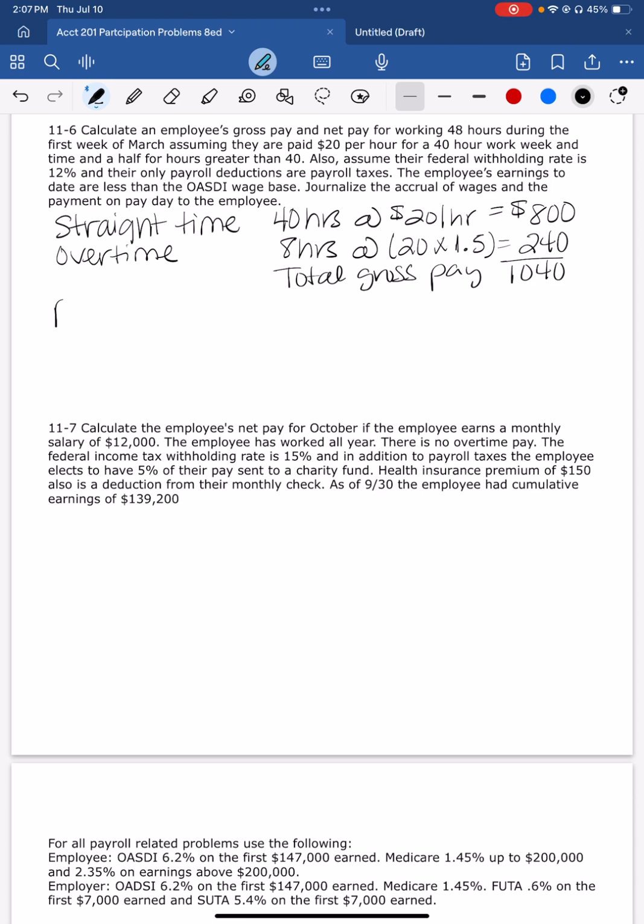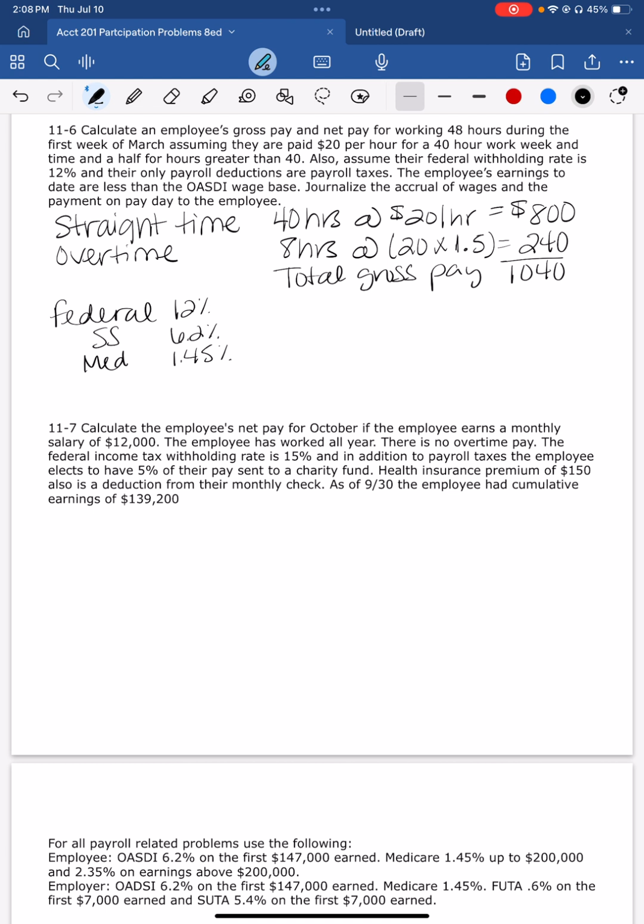So our federal was 12%. Social Security is 6.2. And Medicare is 1.45. The biggest thing here is not necessarily memorizing the percentages, because a lot of y'all probably know those already. The biggest mistake I see with students is when you put it in your calculator, you move the decimal some funky way and you mess up with your decimals.